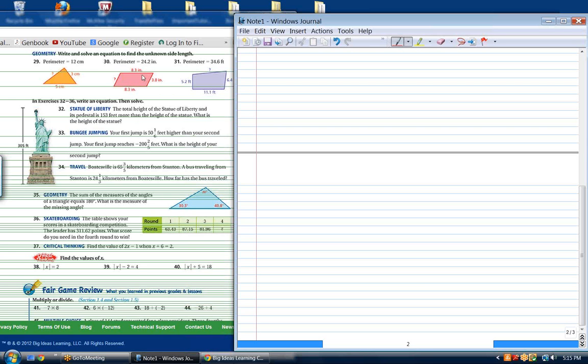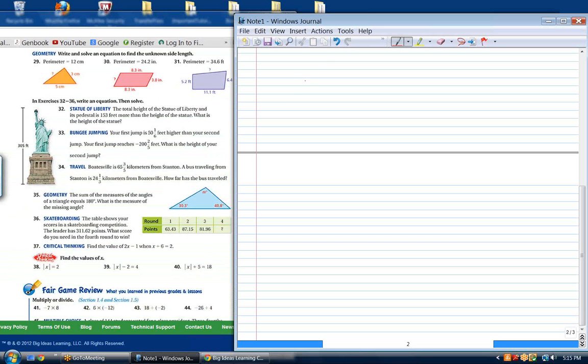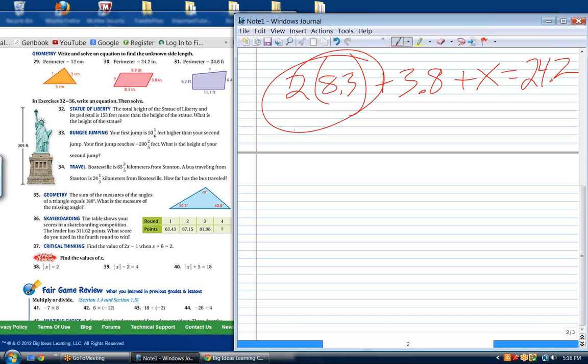Okay? What's the equation we're going to write here? Just read it for me. I won't write it. Okay, the perimeter is, in parentheses, 8.3 times 2 plus 3.8 plus x equals 24.2. Okay.